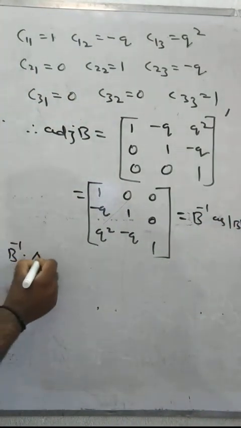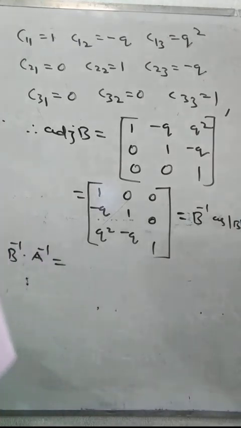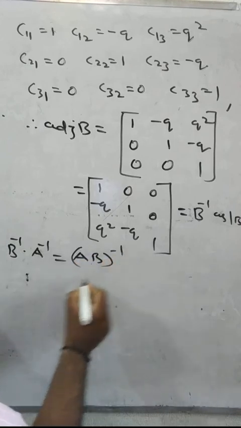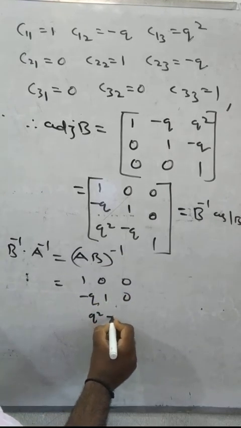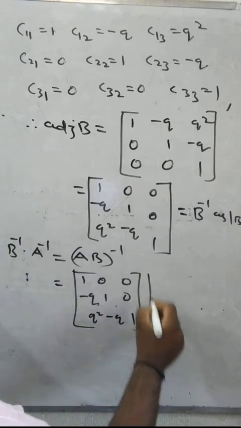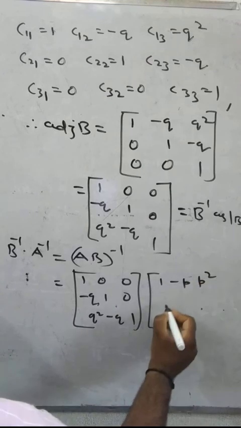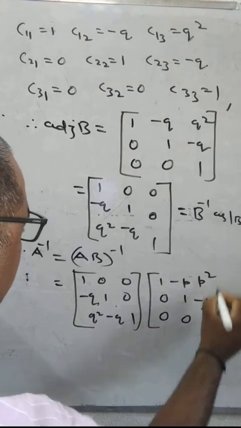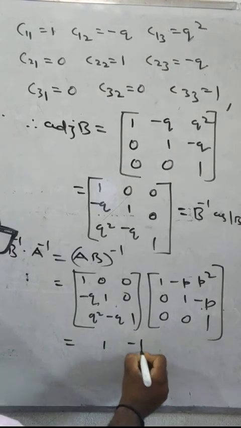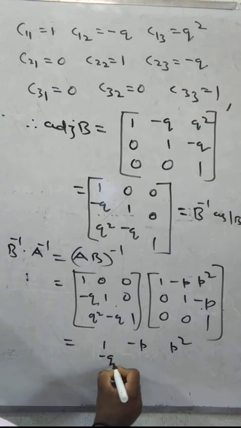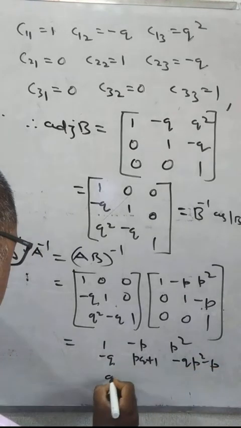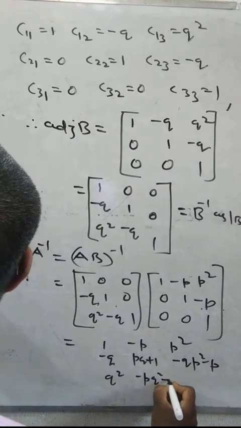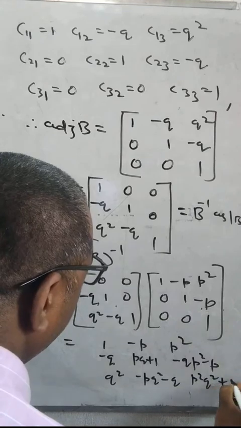Now B inverse into A inverse. Putting the values of B inverse and A inverse, we get AB inverse is equal to [1 0 0; -Q 1 0; Q² -Q 1] into [1 -P P²; 0 1 -P; 0 0 1], which is equal to [1, -P, P²; -Q, PQ+1, -P²Q-P; Q², -PQ²-Q, P²Q²+PQ+1].